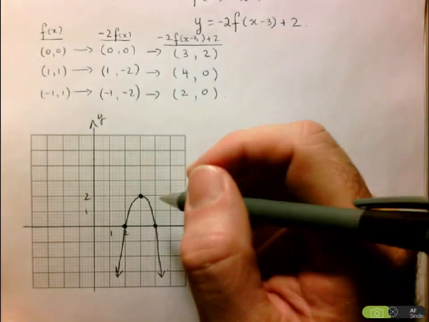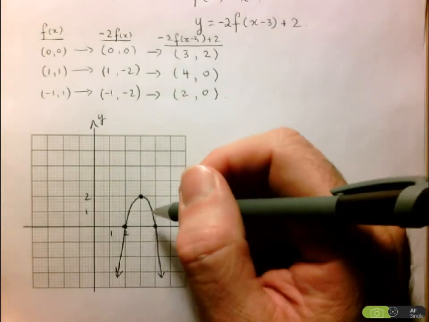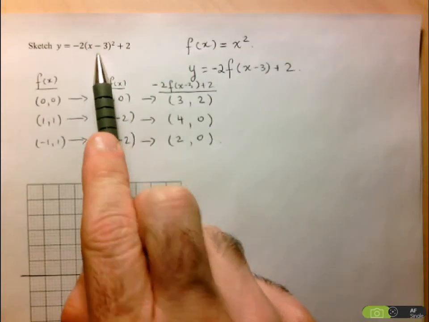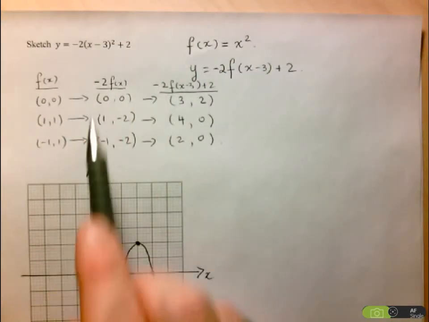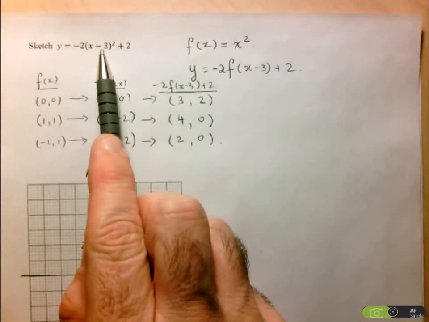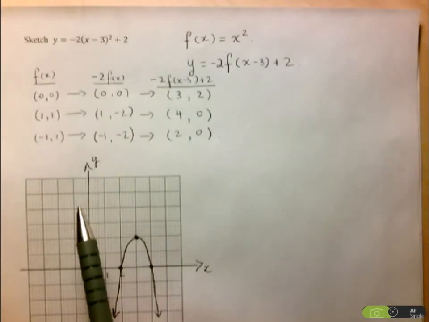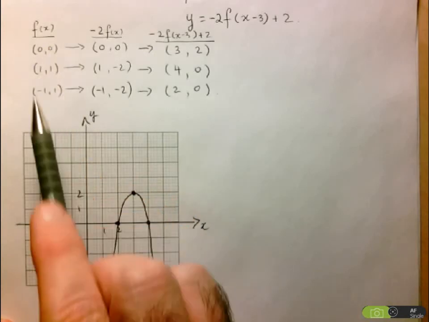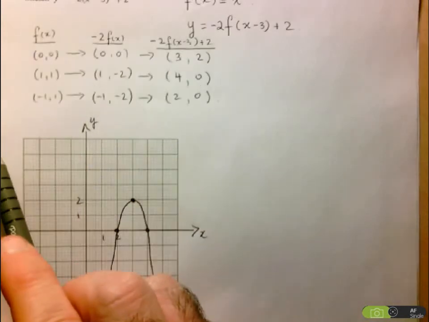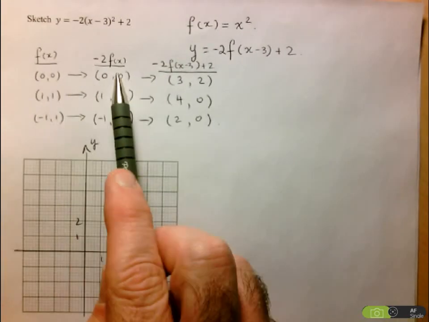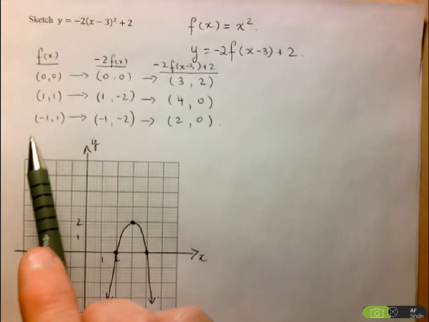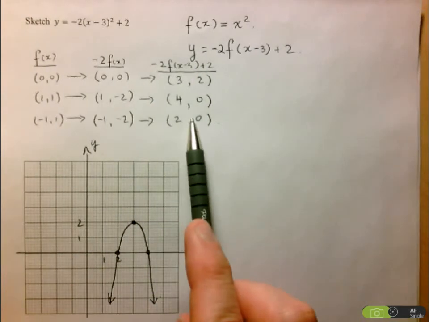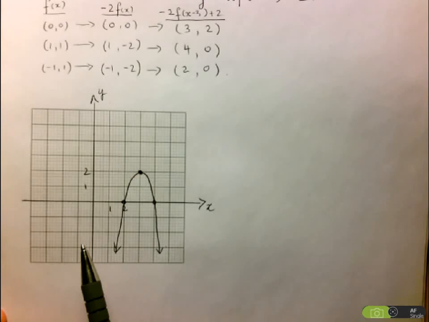Okay, so let's recap. First thing is to identify the parent function that we're going to be comparing to. In this case it was x squared. Next thing was to identify all the transformations based on those operations. Next, we transformed specific points on our parent function, and we did it in the correct order. So first the multiplicative transformations, and then the additive transformations. And then from there, I can sketch the graph of my function.